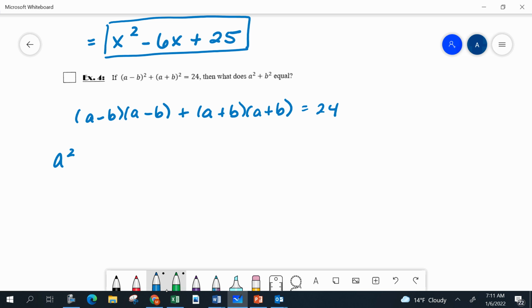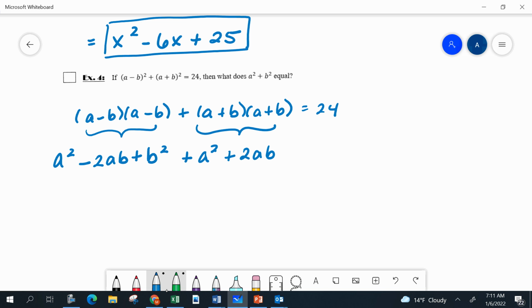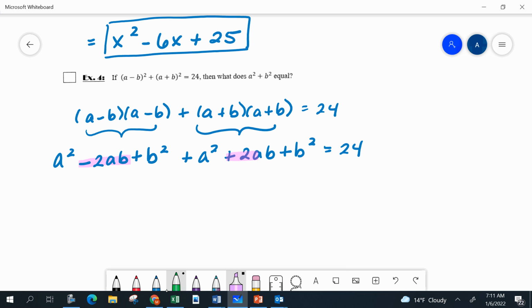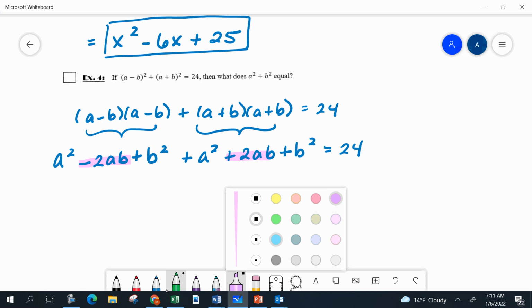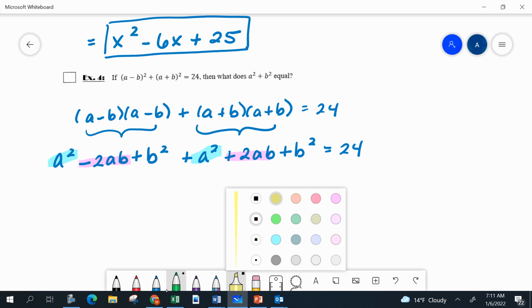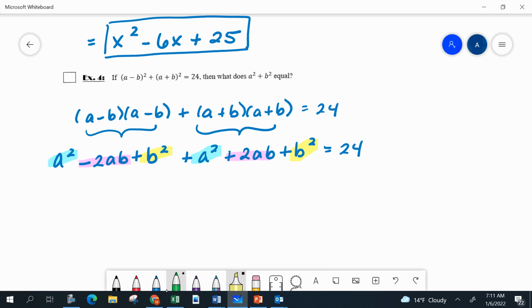So when I double distribute, I get a squared minus 2ab plus b squared. That's the result of double distributing. When I double distribute here, we get a squared plus 2ab plus b squared. All right, so let's just see what's going on. When I look at this, I see that there is a negative 2ab and a positive 2ab that are going to combine. And then I also see that an a squared and an a squared can combine. And finally, I see that b squared and b squared. Okay, so we've got all these like terms.